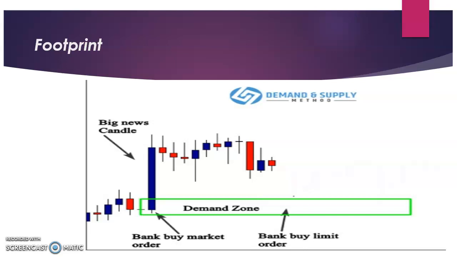When we are talking about the demand zone, we are talking about a zone to buy from. When we are talking about a supply zone, we are talking about a zone to sell from. I'm going to say that again. When you're talking about a demand zone, you are talking about a zone to buy from. When you're talking about a supply zone, you are talking about a zone to sell from. All right, so let's quickly move on.